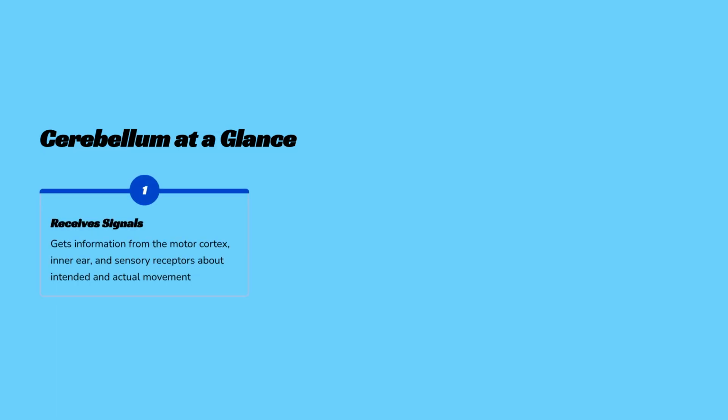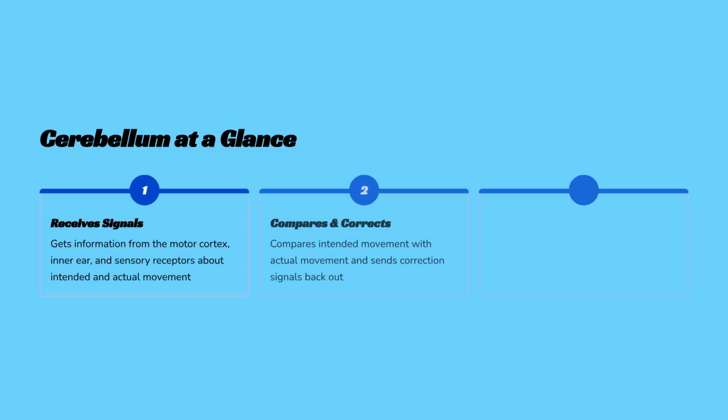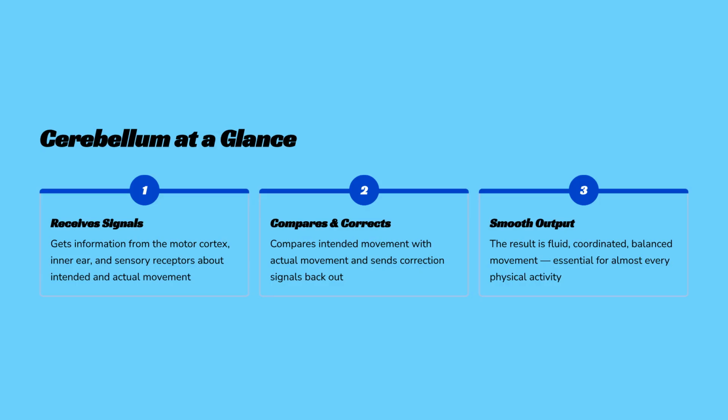In short, the cerebellum first receives signals about intended and actual movement. Second, it compares and corrects any differences, sending correction signals. Third, it produces a smooth output, essential for fluid, coordinated, and balanced physical activity.